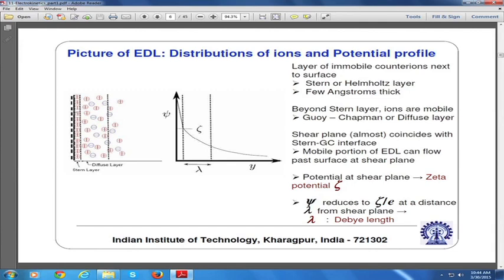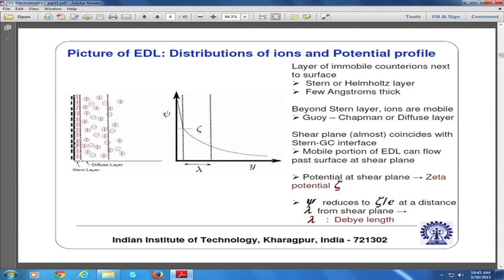Now if the surface has a negative charge, then one layer of positive charge ions gets stacked against the surface. This layer does not move, and this layer is called the Stern layer or Helmholtz layer. This layer is a few angstroms in thickness, and the reason is quite obvious: the few angstroms basically represents one entity of ions, their ionic diameter.